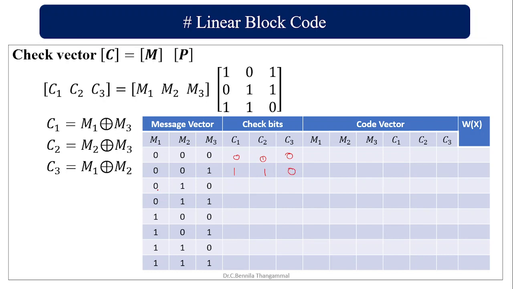Then for this one, C1 is M1 plus M3, so 0 plus 0 is 0. C2 is M2 plus M3. 1 plus 0 is 1. And then C3 is M1 plus M2. 0 plus 1 is 1.